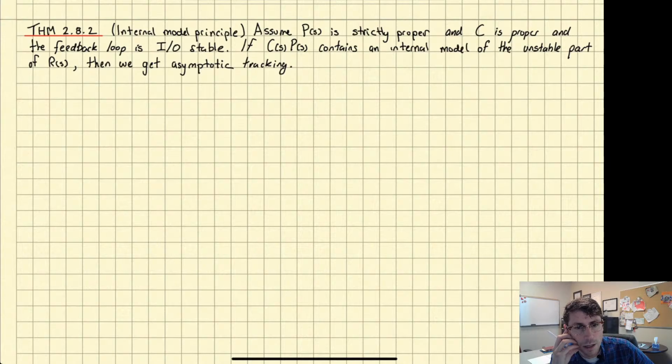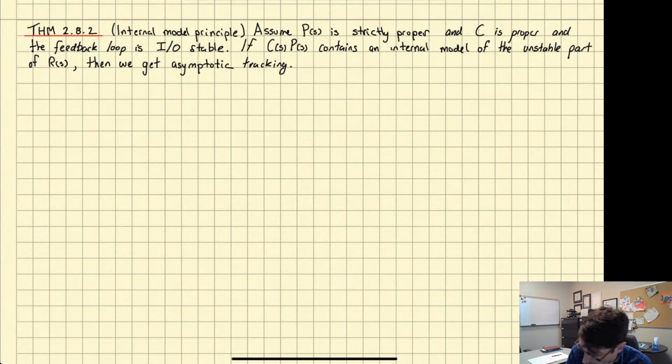The statement says that if the controller and the plant together contain an internal model of the unstable part of the reference, then we get asymptotic tracking. I've written that in a way which is maybe not very formal, because what do I mean by the unstable part of R? What exactly does that mean? So let's go through the statement and see what happens.